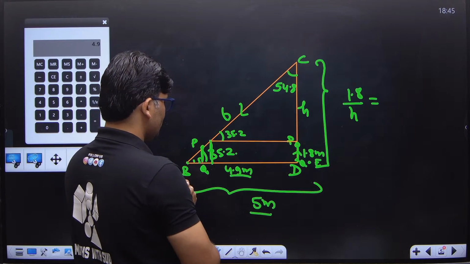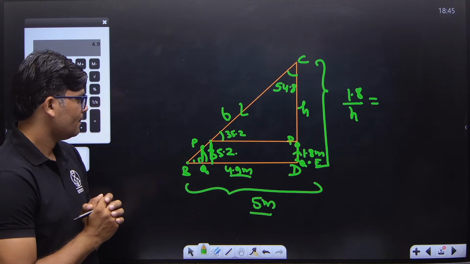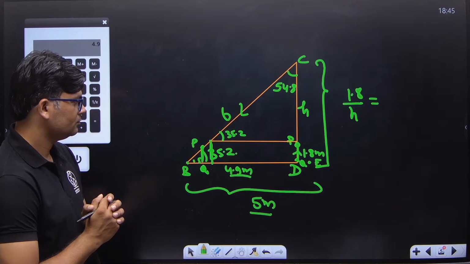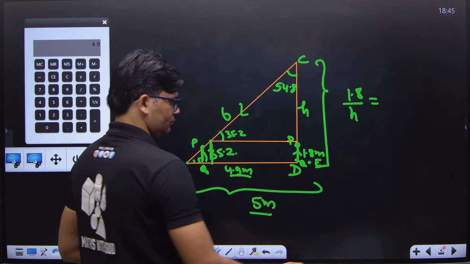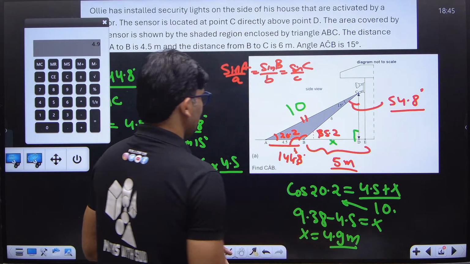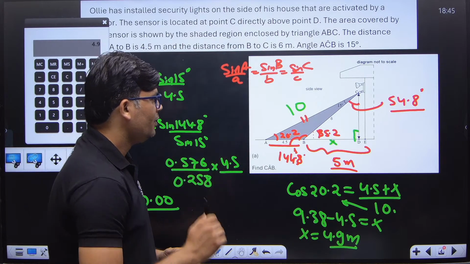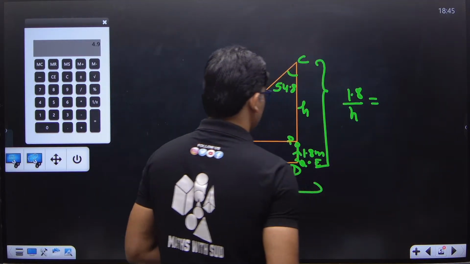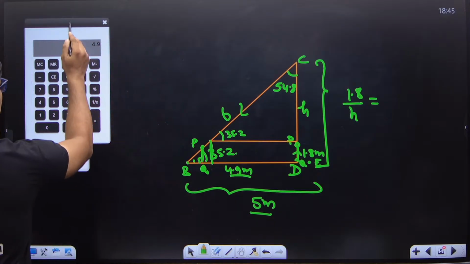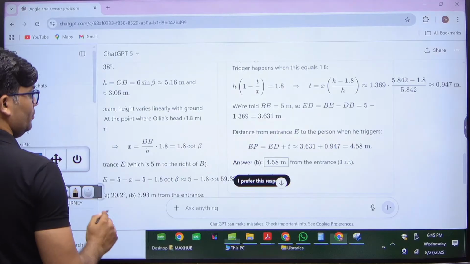Wait, sir, so we have a big triangle where AB is 4.5 and then BD is 4.9. Do we add those and then we can use the hypotenuse, and then since we have the hypotenuse and base, we can get CD then. Very good idea. Good one. Brilliant, beta.